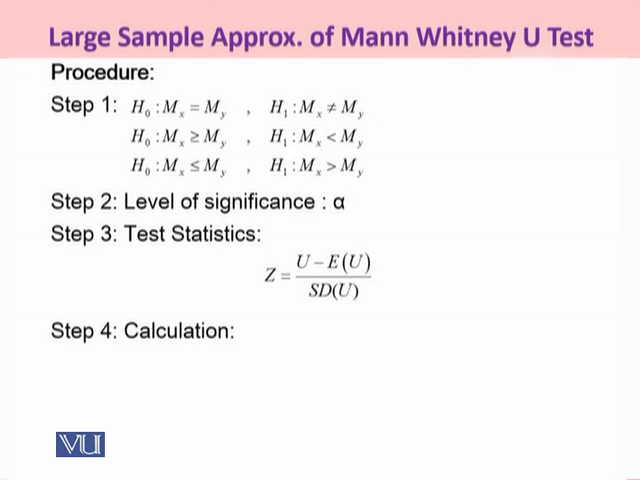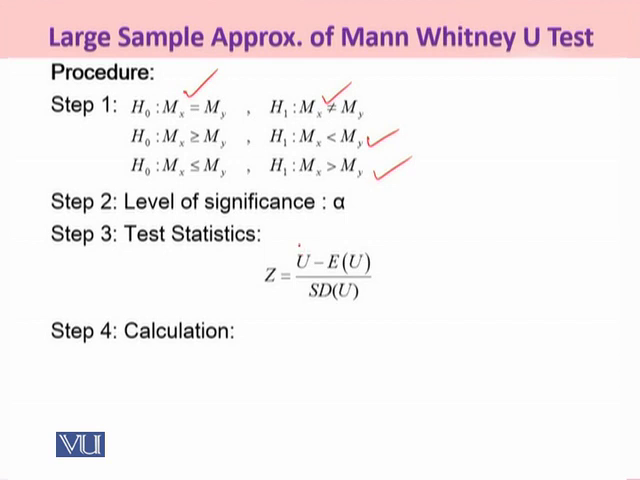If you are following a two-tail test, your pair of hypotheses will be Mx equal to My and Mx not equal to My. But if your hypothesis is directional, either of the less than type or the greater than type, then you would use the other pairs of hypotheses. For example, if your alternative hypothesis has a more-than relationship between the two medians, you will use the last pair of hypotheses. Then the next step is to outline the level of significance, alpha. The test statistic we are going to use is the normal approximation for the Mann-Whitney U-test.